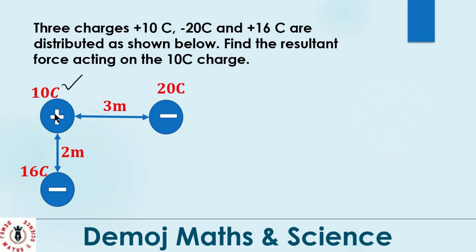Now, because the 10 Coulomb charge is positive and the 20 is negative, definitely there will be a force of attraction. So I expect my force to be in this direction. Because the 10 Coulomb and the 16 Coulomb also is positive and negative, there will be a force of attraction. So I expect my force to be in this direction.